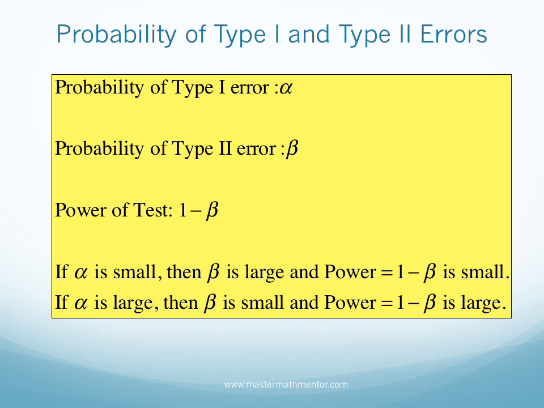The probability of making a type 2 error is called beta. Its calculation is not covered in the AP curriculum. However, you do need to know the power of the test, which is 1 minus beta. If the probability of a type 2 error is 3%, then the power of the test is 1 minus 3%, or 97%. Realize that when the probability of a type 1 error gets smaller, the probability of a type 2 error gets larger, and thus the power of the test gets smaller. And when the probability of a type 1 error gets larger, the probability of a type 2 error gets smaller, and thus the power of the test gets larger.